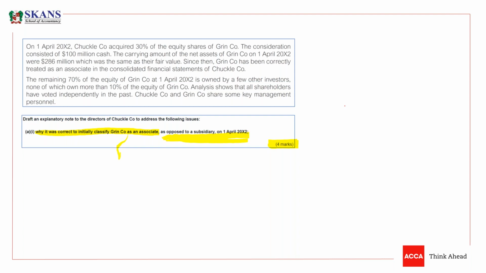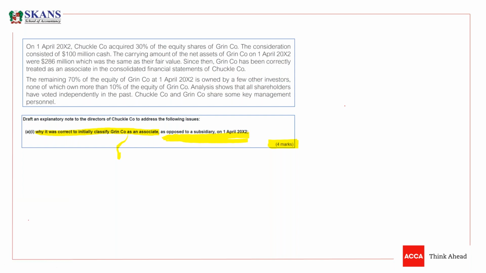They did write why this company is an associate, but they didn't talk about why it is not a subsidiary. So please read the requirement carefully and divide it into subparts. There are multiple requirements in one requirement. So there are 2 requirements. First thing that you need to understand is this.